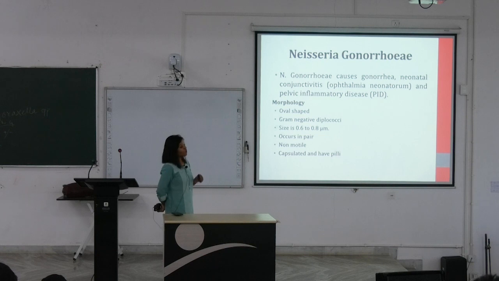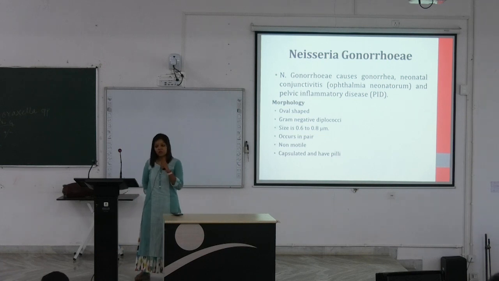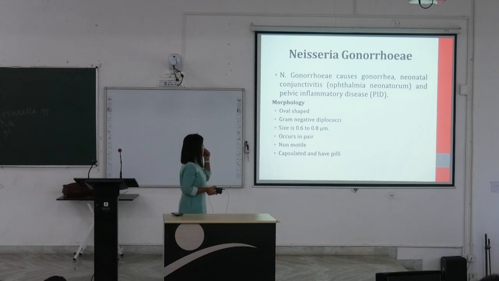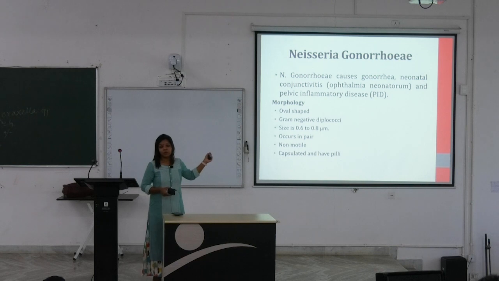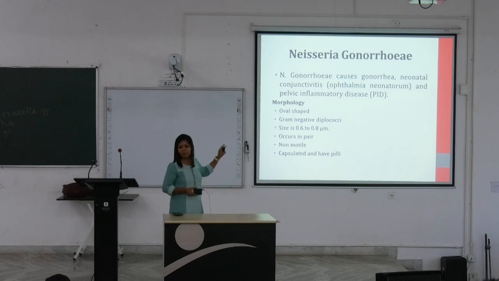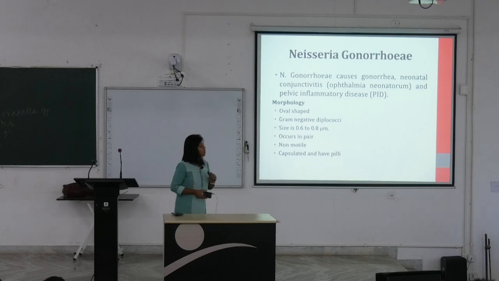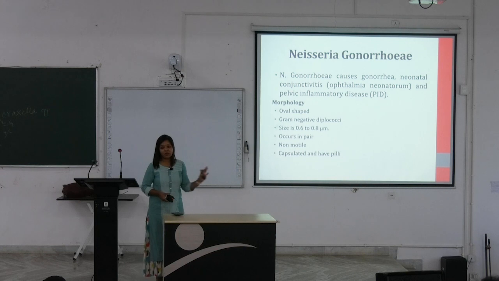So what are these? These are oval shaped, that was kidney bean shaped, these are oval shaped. They are also next to each other, but you will not be able to see the proper kidney bean shaped structure. They are oval shaped, okay. Size is a bit smaller than that, 0.8 to 1 micrometer. This is a bit smaller than Neisseria meningitidis, okay. And occurs in pair. These are also non-motile, capsulated and have pili. These are similar to meningitidis.